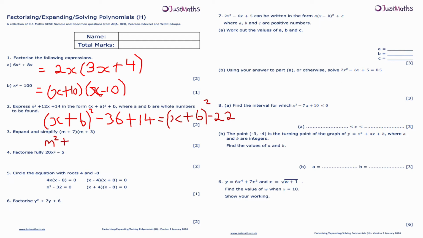This is what I call the FOIL method. Every single term in my first bracket is being multiplied by the corresponding terms on my other side. So m is being multiplied by m plus 3, and 7 is being multiplied by m plus 3. When I expand it, I get this quadratic expression. Now, collecting like terms, 3m plus 7m is 10m, so the final answer is m squared plus 10m plus 21.